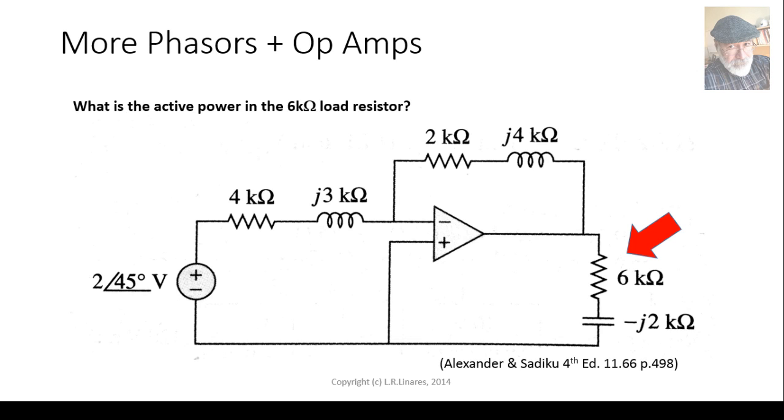If we know the current through that resistor, it would be a matter of using 6 I_RMS squared to find the power there, right? The active power. To compute that current, it would be nice knowing this voltage V0 over here. Divide V0 by the total impedance in that branch, we have the current. Fine. How do we find that V0? Well, we solve the amplifier.